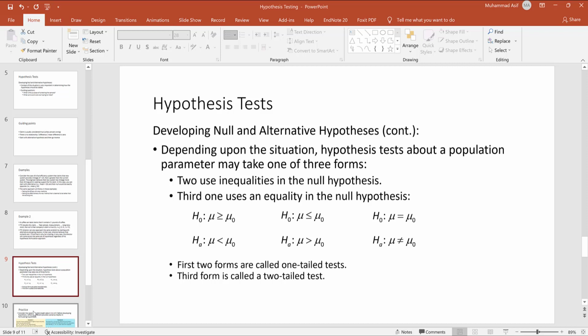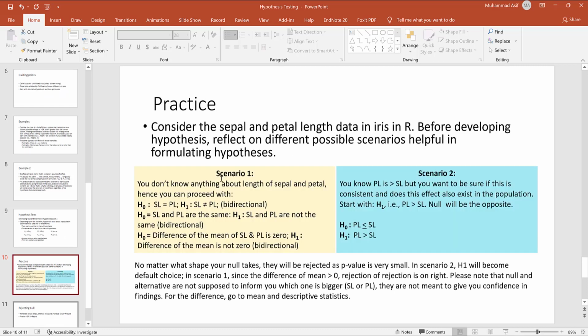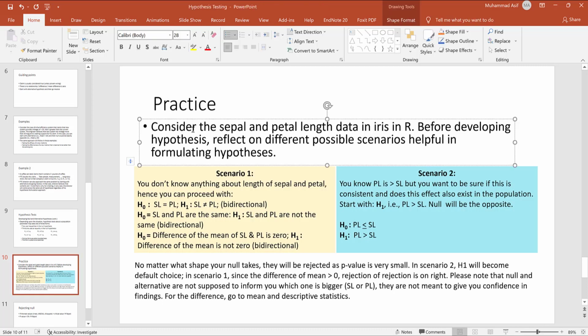Now the next thing is, let's say here's a practice. In RStudio there is a dataset called iris data, and in iris data there are two types of variables. One is sepal length and the other is petal length. And let's say you want to apply a t-test on that, because these are two variables, and therefore a two-sample t-test would be more appropriate. Now the starting point would be formulation of the hypothesis, and the question is what the hypothesis should be. Now there are two scenarios. One is in which a person or researcher does not know.